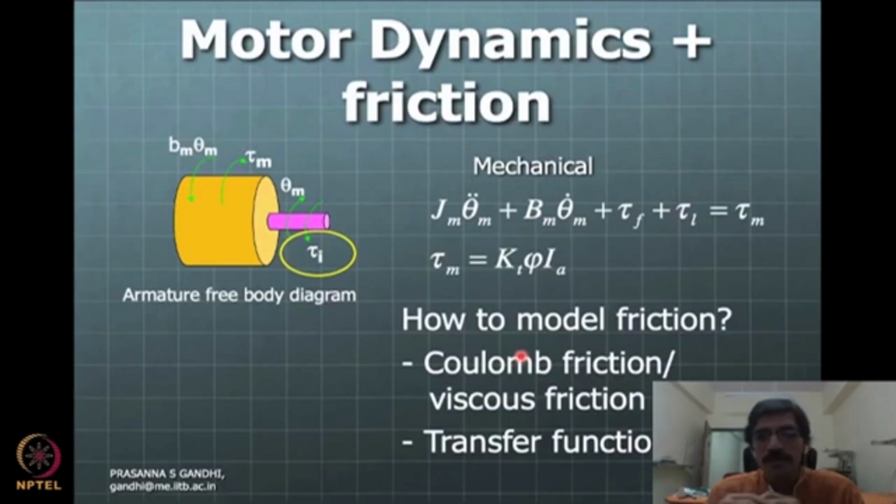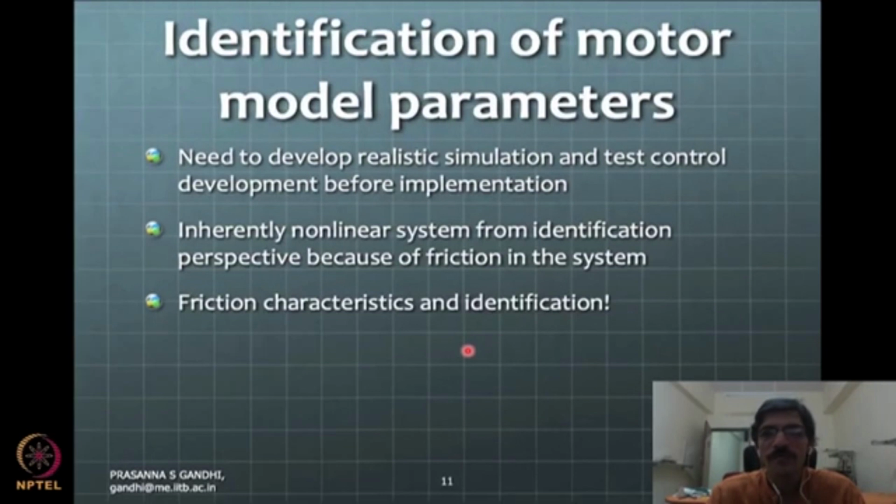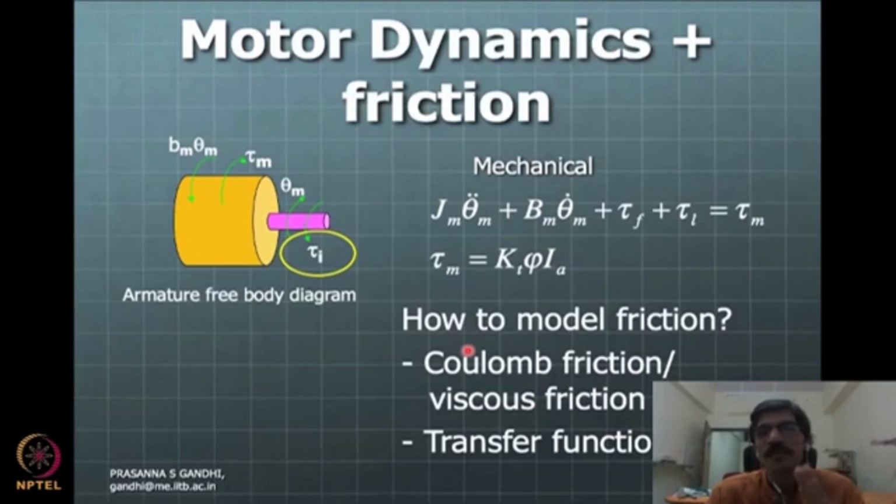Then typically there will be friction in the motor. Right now, whatever we have modeled, we have not considered friction in the motor, but when we are doing this parameter identification, friction will be part of that identification process also. So you need to be aware of that, and then we'll have a question: how do you model friction? We'll discuss in the next module in great detail what friction is and how you model and represent friction in the motor model.